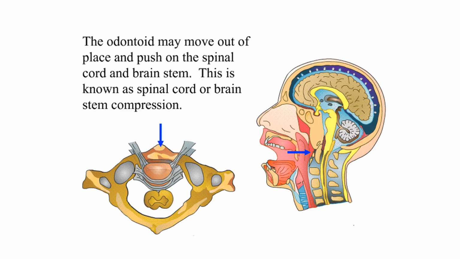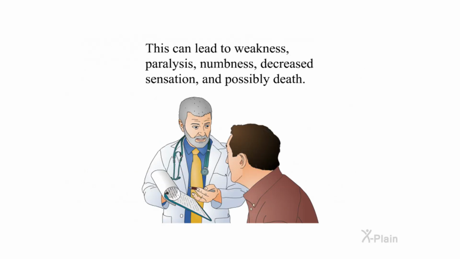Symptoms and their causes. The odontoid may move out of place and push on the spinal cord and brainstem. This is known as spinal cord or brainstem compression. This can lead to weakness, paralysis, numbness, decreased sensation, and possibly death.